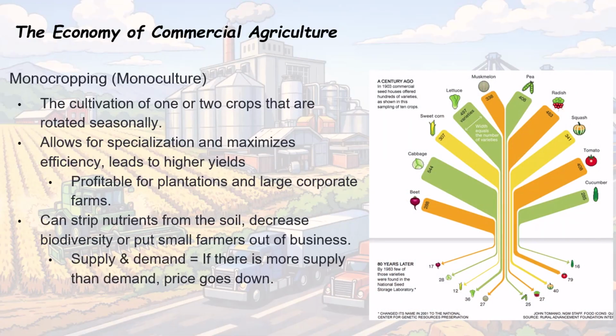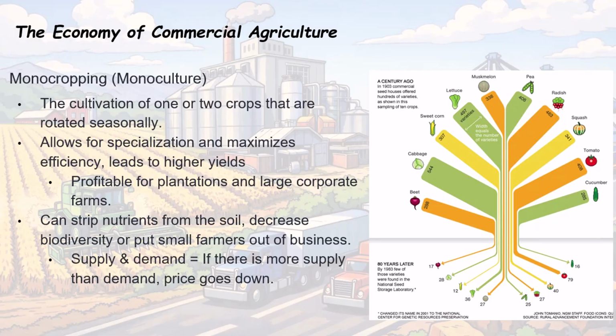Why do commercial farms love this? Because specialization maximizes efficiency and leads to higher yields. When you grow just corn or just soybeans or just wheat, you can buy very specific machinery, fertilizers, irrigation systems, and pesticides designed for that one crop. Everything becomes streamlined: faster production, lower per-unit costs, higher profit potential. Plantations and large corporate farms thrive on this setup.